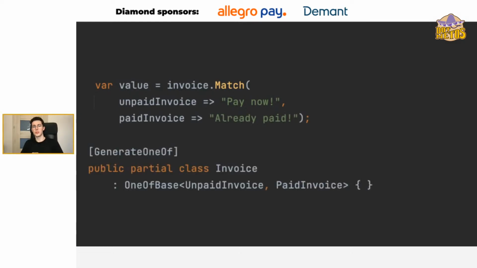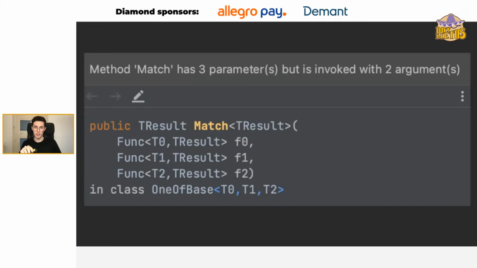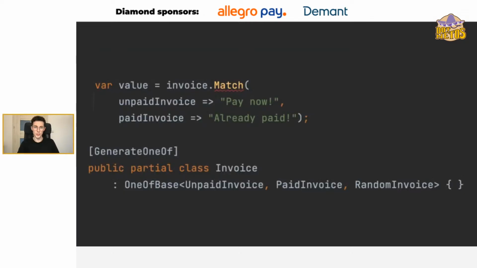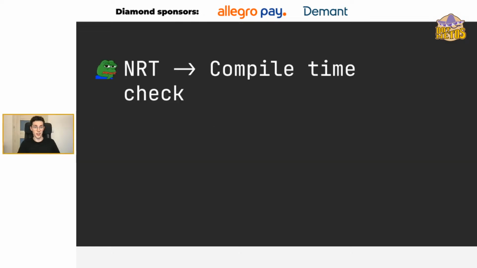And if you would like to add the third one here, so you add the random invoice, we will get a compile time check here saying that the method has 3 parameters but was invoked with 2. So to fix it, similarly to F#, we just add the last one because we have a compile time check here. So to sum up, if you use NRT, you should make sure that you enforce it as a compile time check. Otherwise, you're just a liar.